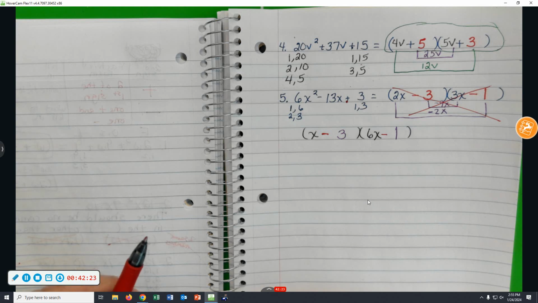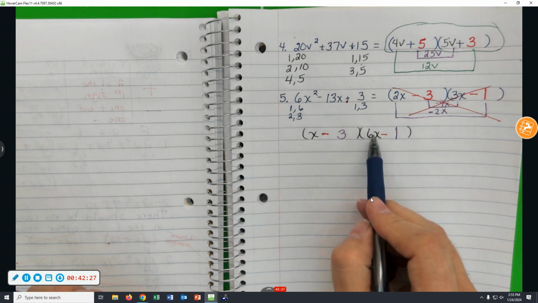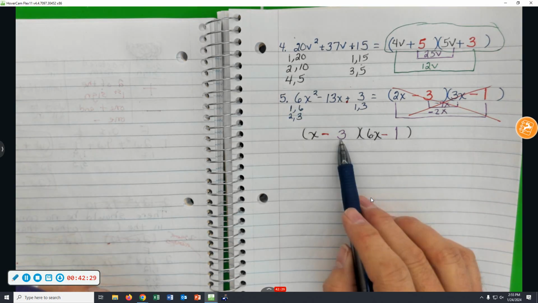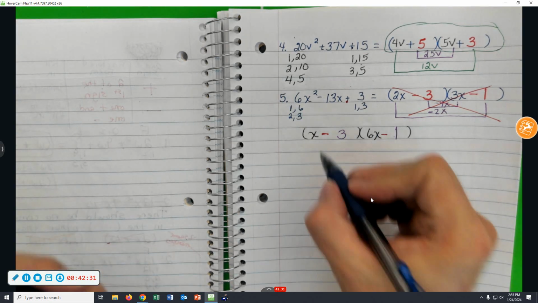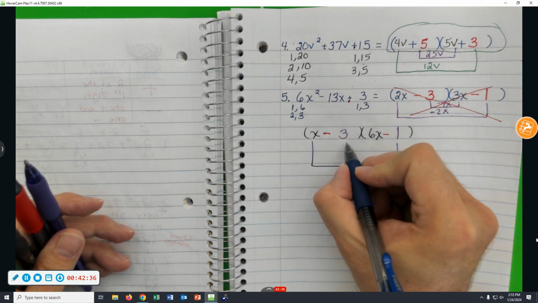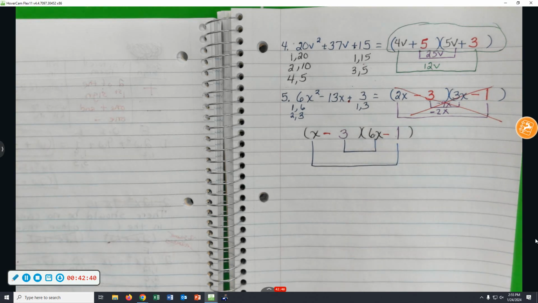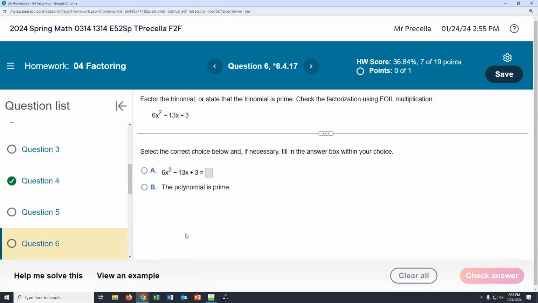What's going to happen here? Check the outer and the inner. I know the first gives me 6x squared, and I know the last gives me the 3. But if I check the outer and inner, I guess this is one of those times when I should ask, are we sure I didn't miscopy the problem? Whenever this happens, that's the first thing I think: let's check. 6x squared minus 13x plus 3.